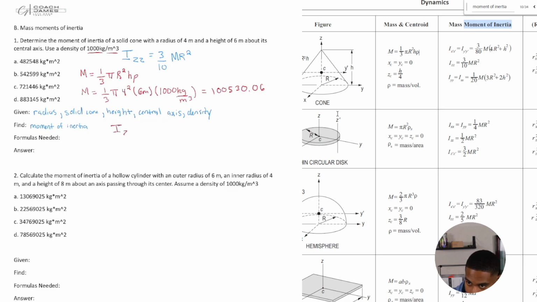So I sub Z is equal to 3 divided by 10 times M, which is 100,530.06, and then all multiplied by my R squared, which is 4 meters squared. And for this, I get I sub Z is equal to roughly 482,4.8 kilograms dot meters squared.